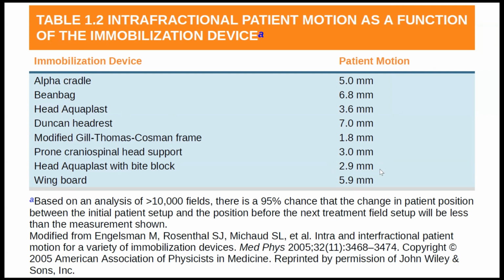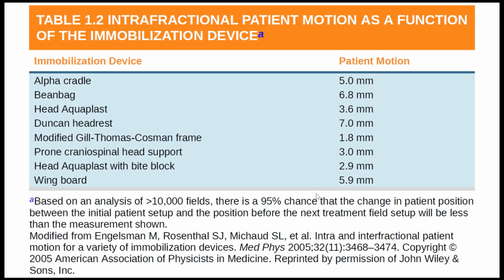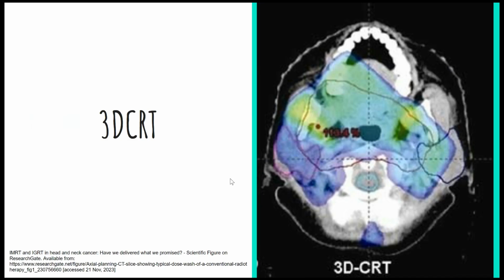That's like 3 mm. So this is what is actually routinely used, the thermoplastic cast. Here also you can see that the thermoplastic cast is giving up to a motion of 3.6 mm. So this is acceptable on a routine basis. Then we have the wing board, which is for support of the hands. So these were some common immobilization devices that we use for EBRT, external beam radiotherapy.